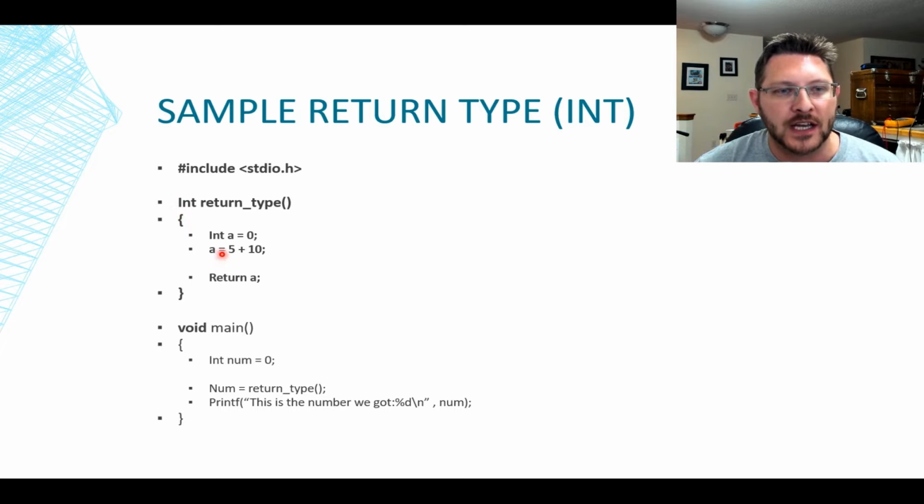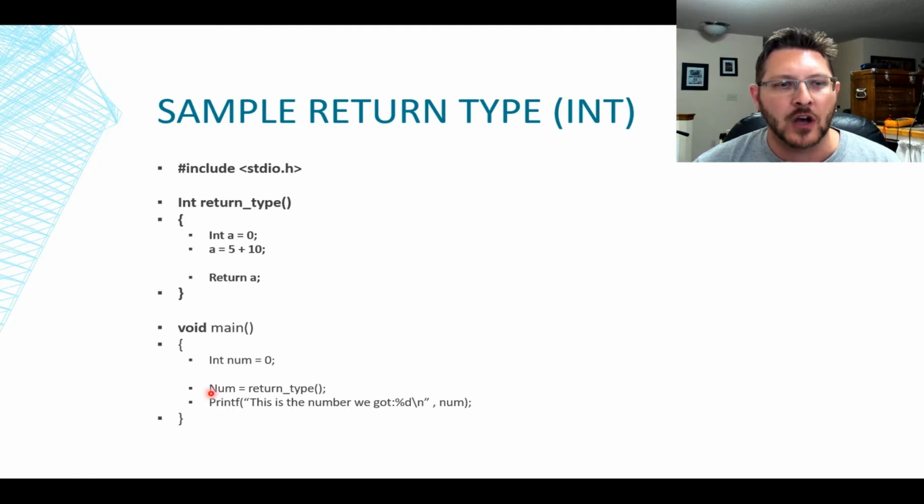So what we're doing is declaring a variable a, initializing it to 0, and then adding 5 plus 10 and storing that in a. Okay, and then after this code is executed and done, we're going to return the value of a, which means whenever this function is called, it's going to give you the value of a, whatever that may be.